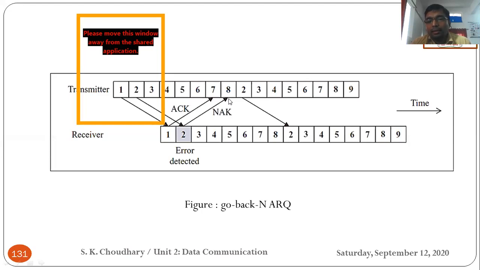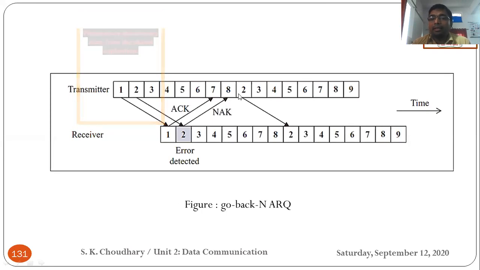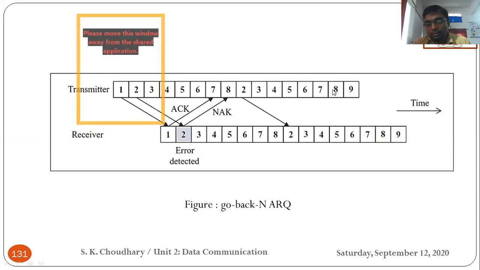When data packet 8 has been transmitted, it would receive a negative acknowledgement. After that, transmission of the next data packet would be stopped. It would retransmit the second data packet where the error was found, and from the second to the 8th data packet would be retransmitted.